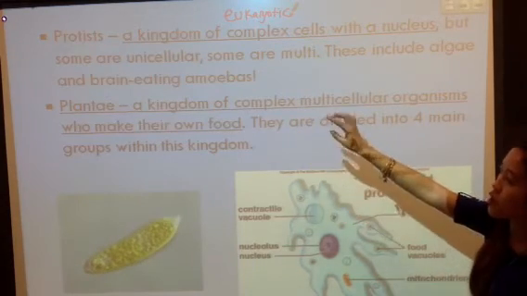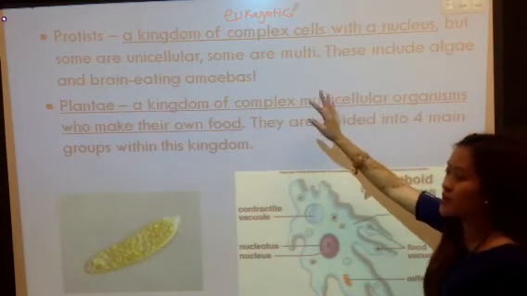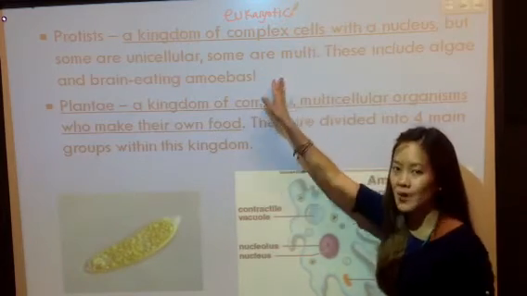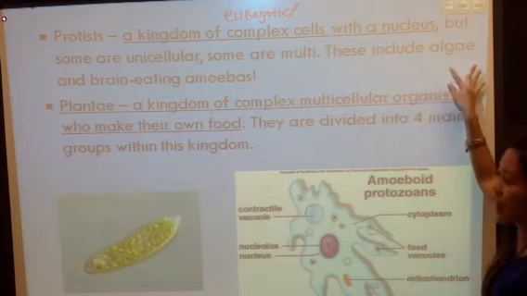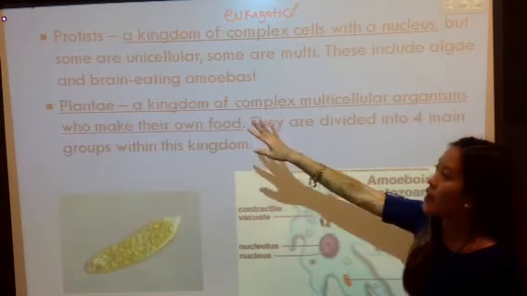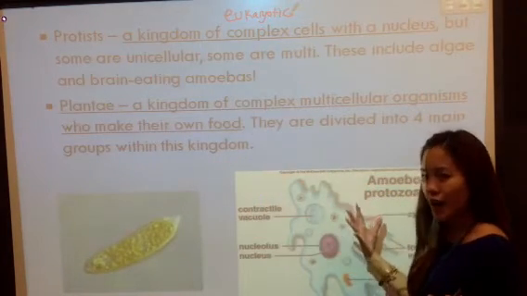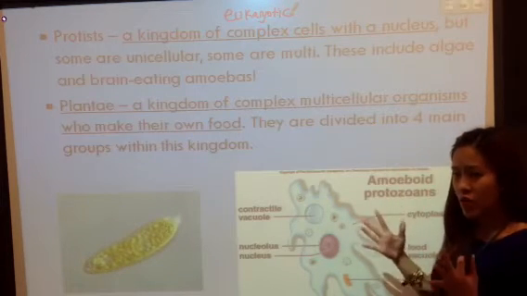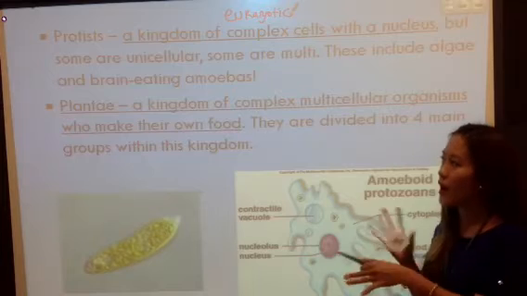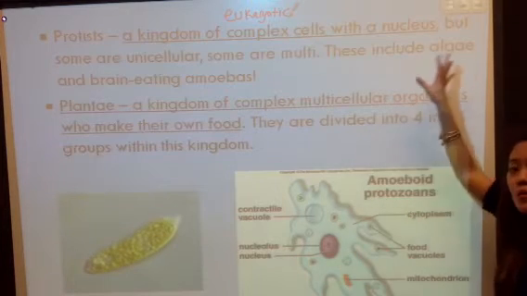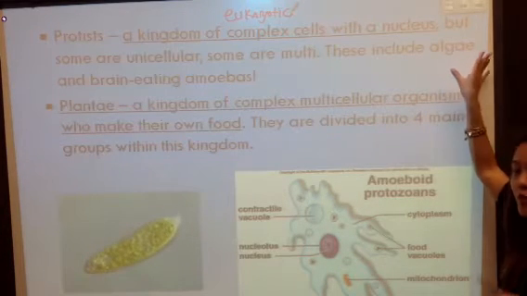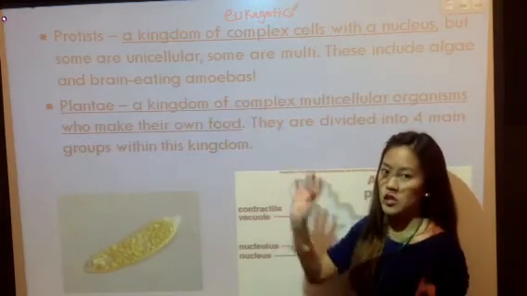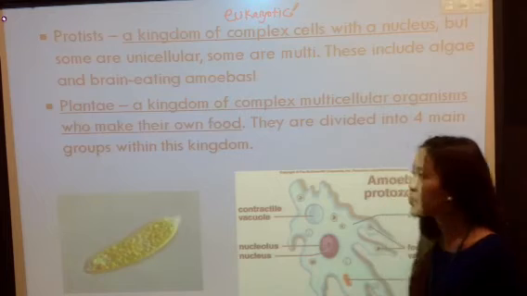But some are unicellular. So for our protists, some are made up of one cell and some are made of many or multiple cells. These include algae and brain-eating amoebas, which we'll talk about a little more later on. The protists are kind of this strange category, not quite a plant, not quite an animal, but they can be plant-like algae, and perform photosynthesis, or they can be animal-like amoeba, and actually have to consume food.